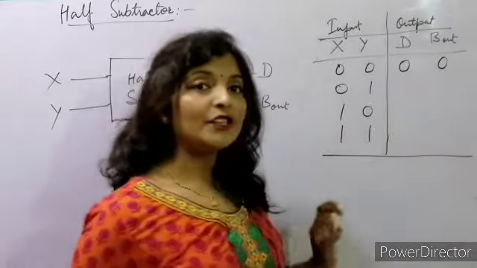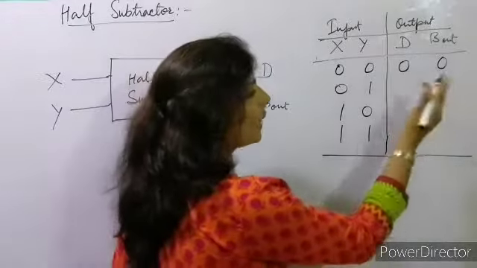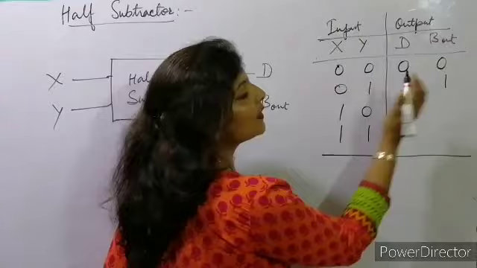Now 0 minus 1, can we do? Yes, we can do, but it will borrow 1. So borrow karega 1, it will be 1 0 ho jayega. 1 0 minus 1 will be 1.